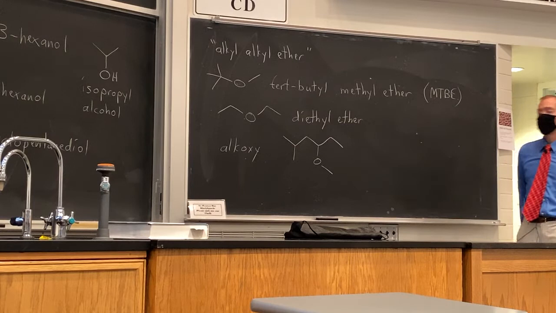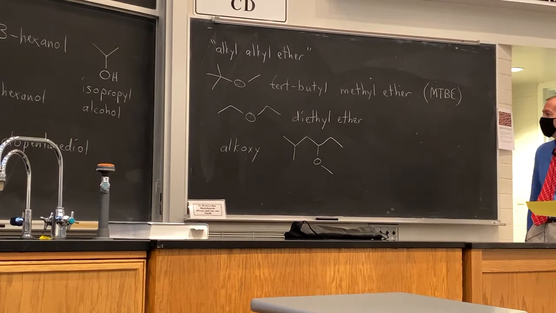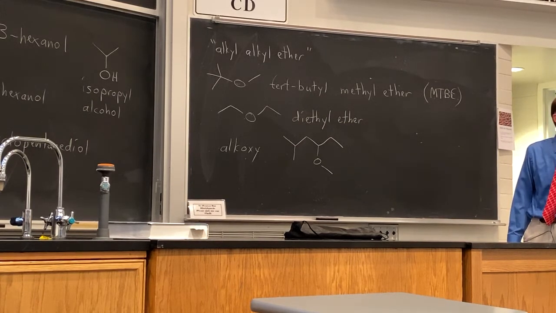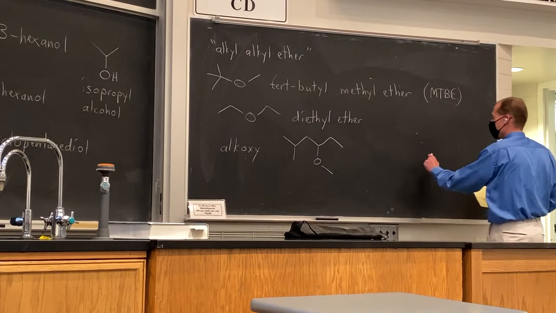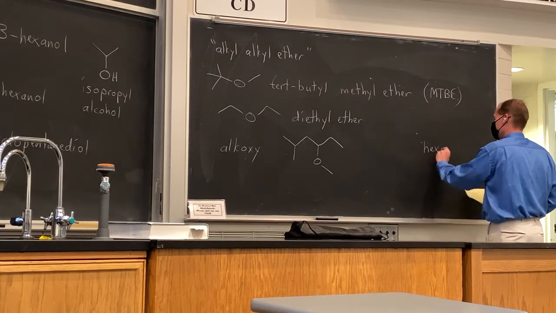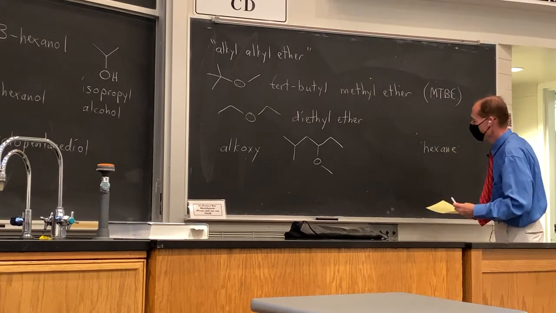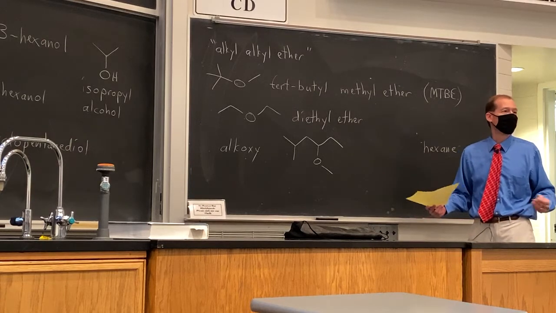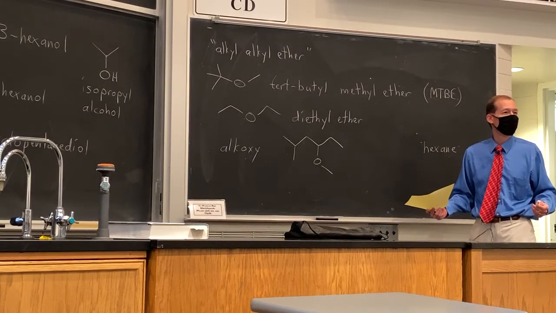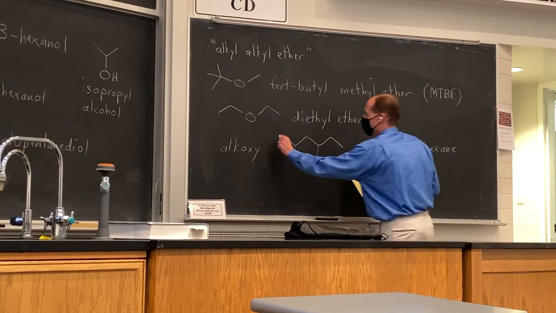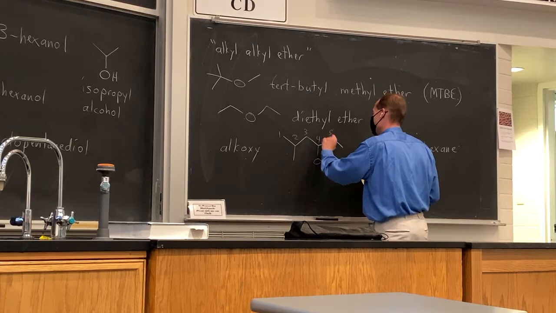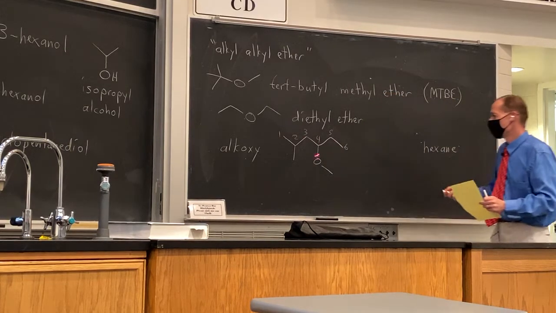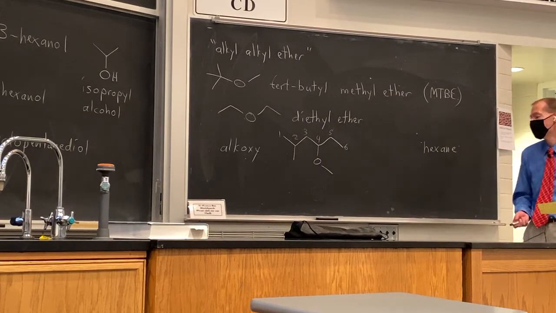So what's our longest chain? Okay, so what's our parent name going to be? Okay, this will be a hexane. Which end are we going to number from, left or right? Left. We're using first point of difference rule. We don't care that the oxygen is closer to the right. We're just going from the left because we hit our first substituent.